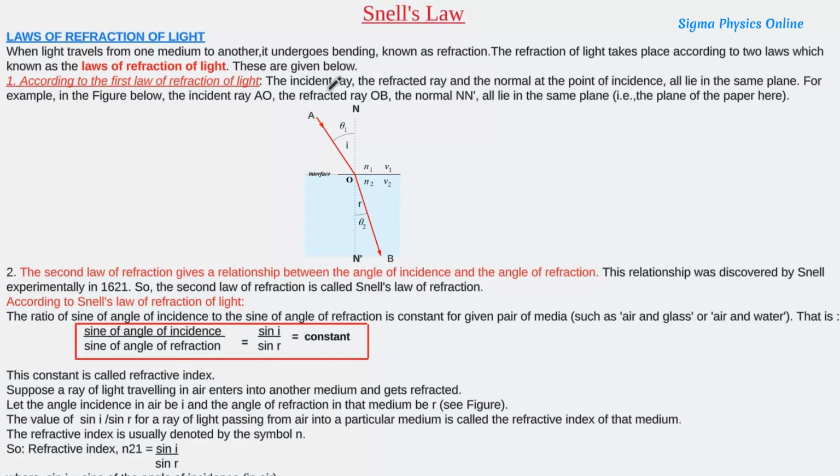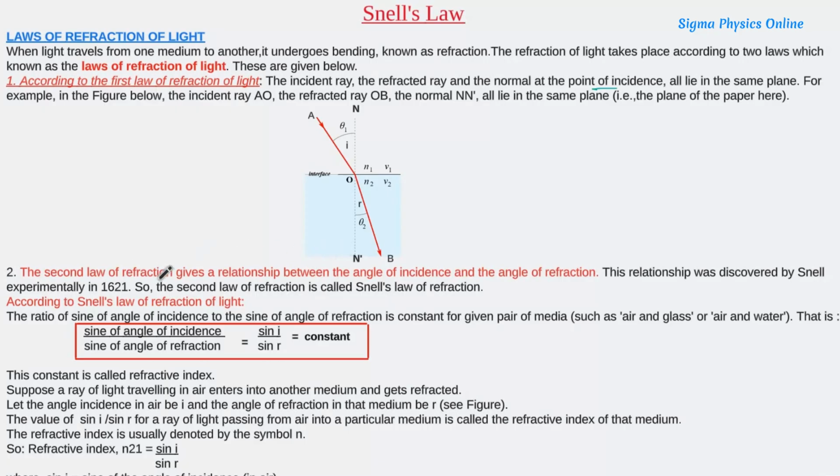According to the first law of refraction of light, the incident ray, the refracted ray and the normal at the point of incidence all lie in the same plane. For example, in the figure below, AO is the incident ray, OB is the refracted ray and N dash is the normal. They all lie in the same plane, that is the plane of paper here. So if you look at this plane of paper, you will find the incident ray, the refracted ray and the normal all in this plane of paper only. So this is the first law of refraction.